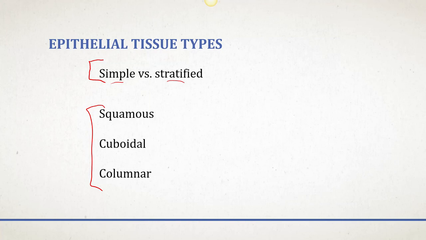Squamous is talking about flat or egg-shaped. If you've ever cracked an egg open in a frying pan, that central yolk part and then the white part going around it, that's kind of what a squamous cell looks like. So the nucleus kind of bulges out a little bit, but then you see the cell membrane surrounding that. Cuboidal are cube-shaped cells, and columnar are column-shaped or rectangular elongated cells.